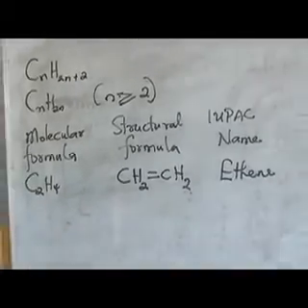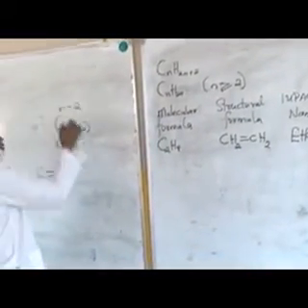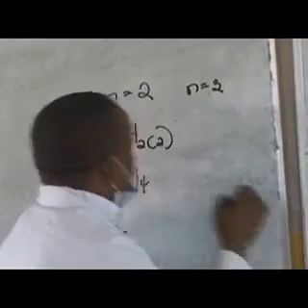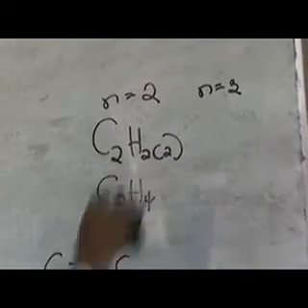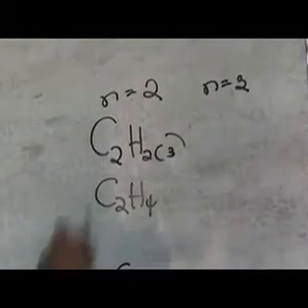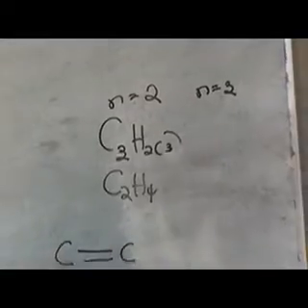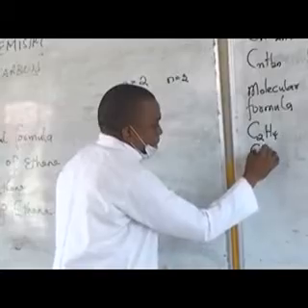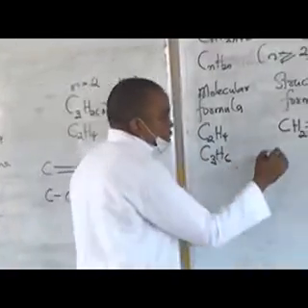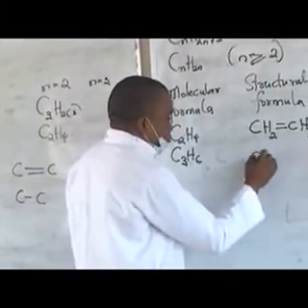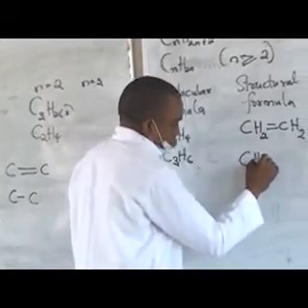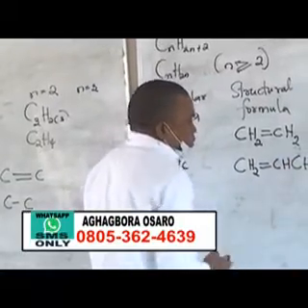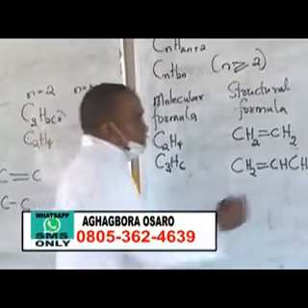The second member, when n is equal to 3, you're going to have 3 here. And what will be the formula of the compound? It's going to be C3H6. And here we are having the IUPAC name for this compound is propene.